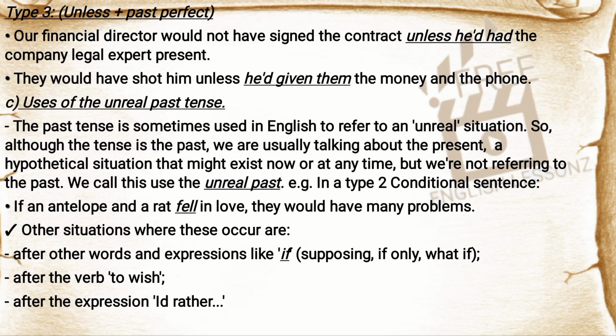C. Uses of the unreal past tense. The past tense is sometimes used in English to refer to an unreal situation. So, although the tense is the past, we are usually talking about the present, a hypothetical situation that might exist now or at any time, but we're not referring to the past. We call this use the unreal past. Example: in a type 2 conditional sentence, if an antelope and a rat fell in love, they would have many problems. Other situations where these occur are after other words and expressions like if: supposing, if only, what if, after the verb to wish, and after the expression I'd rather.